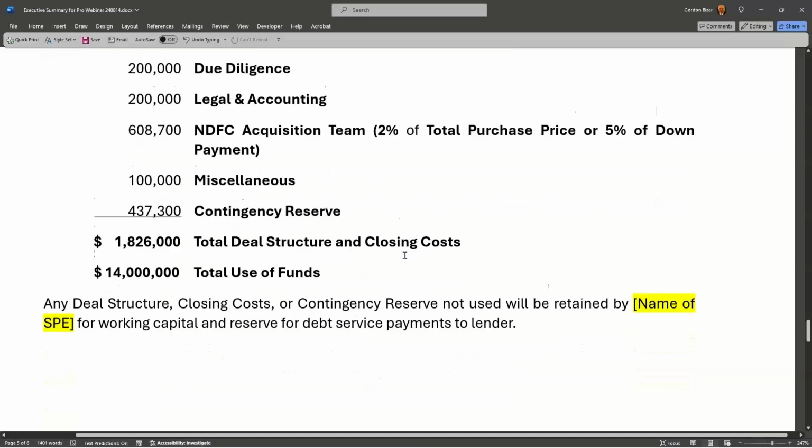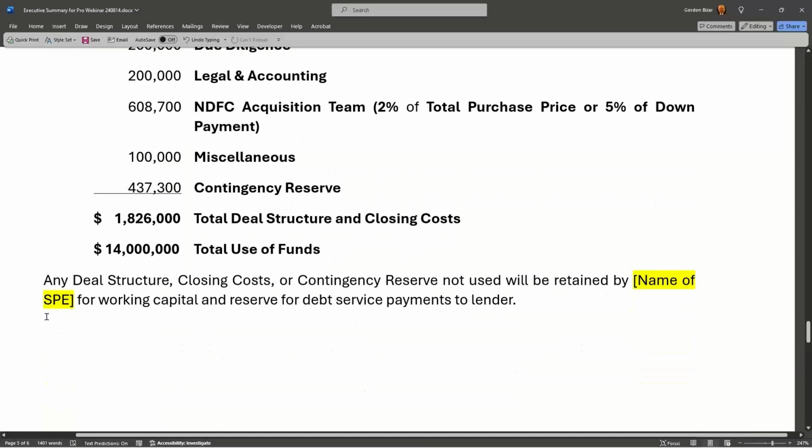And so that the lender can sleep at night, we explain to them that any deal structure, closing costs, or contingency reserve not used here will be retained by the buying company for working capital and reserve for debt service payments to the lender. In other words, Mr. Lender, by having this extra capital in the company, you're going to be sure that come hell or high water, recession, bombs, threats, who knows what, you're going to get your money. And on these payments, we've done everything we can to make sure that we never miss a beat on a payment to you.